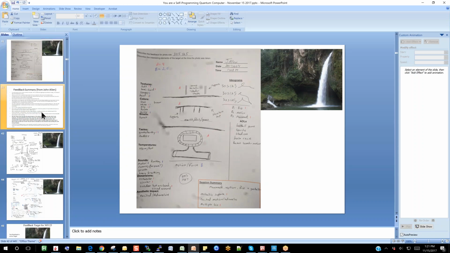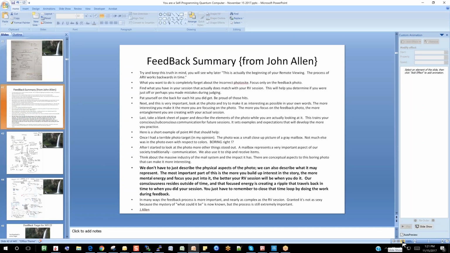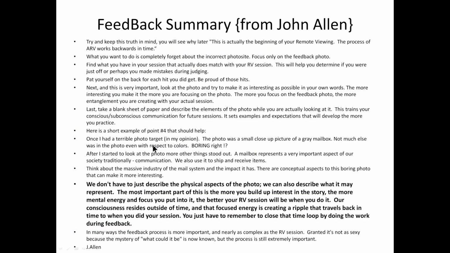So yeah, the ones I did get, I've got to be proud of. Motion, especially the gestalts. That's the one that I really want to be proud of the most. I want to be proud of the gestalts, and the ideograms are what I'd like to focus on. Okay. And so you spend time on it, look at the photo, try to make it as interesting as possible in your own words. The more interesting you make it, the more you are focusing on the photo. The more you focus on the feedback photo, the more entanglement you are creating with your actual session.